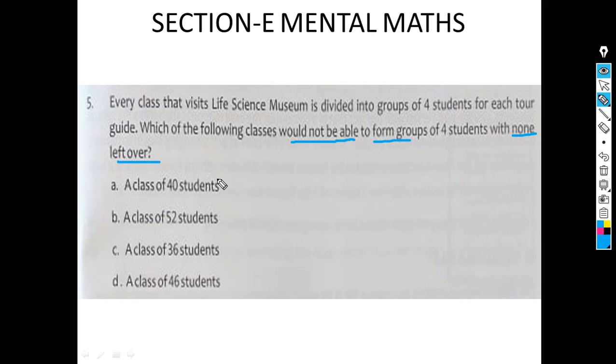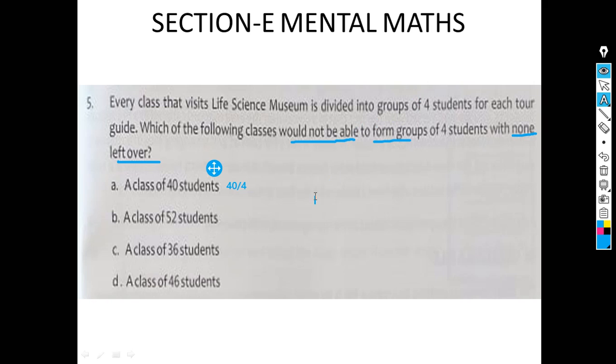We have to divide the number of students by 4, so that we can get how many students will be left, that would not be able to form the group, and that would be our correct answer. So let us check it out. For the first class, having 40 students, 40 divided by 4. Why are we dividing it by 4? Because we have to make groups of 4 students.